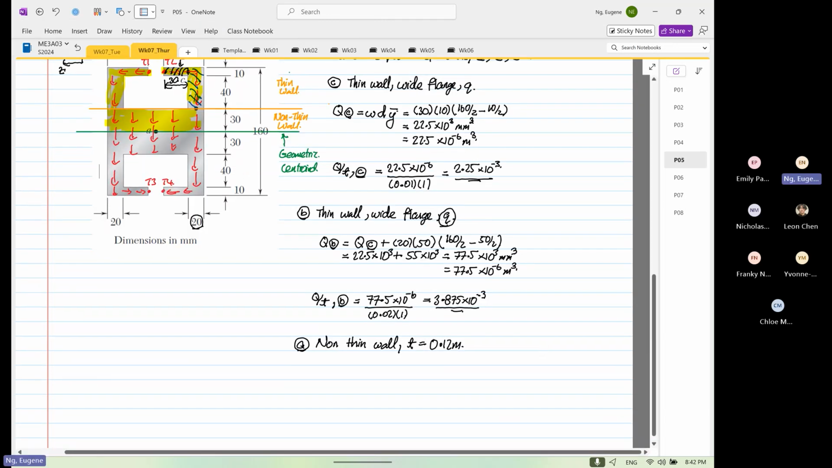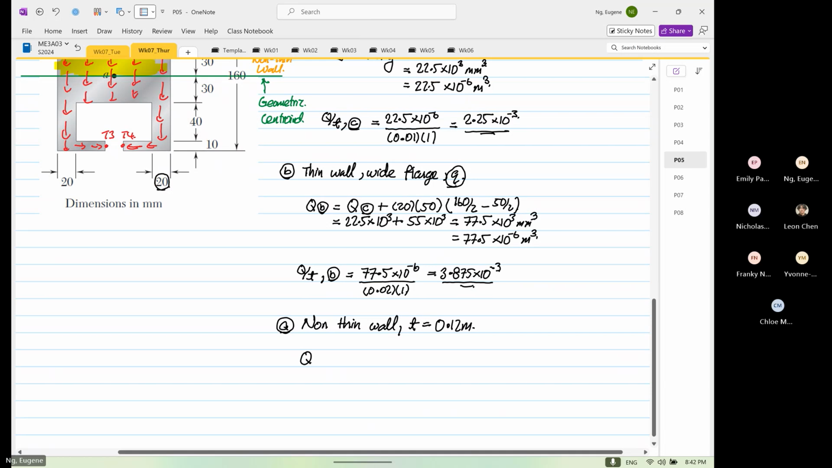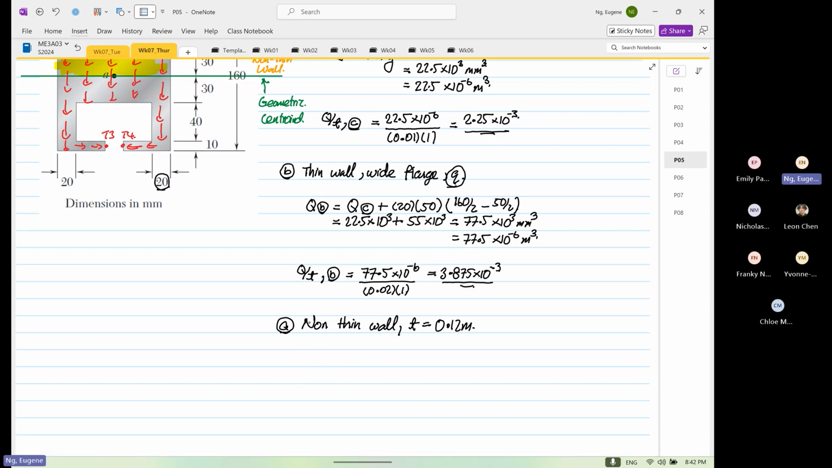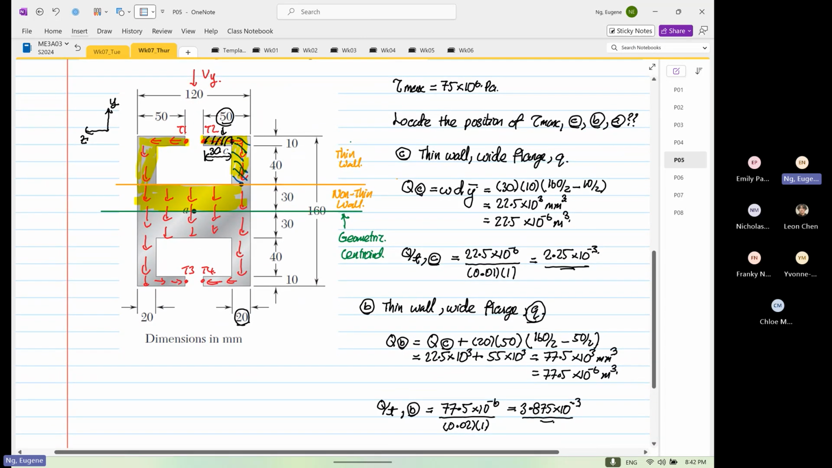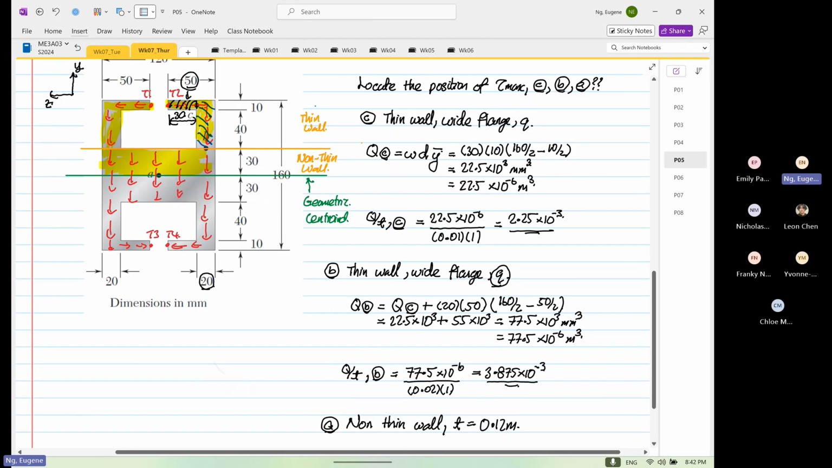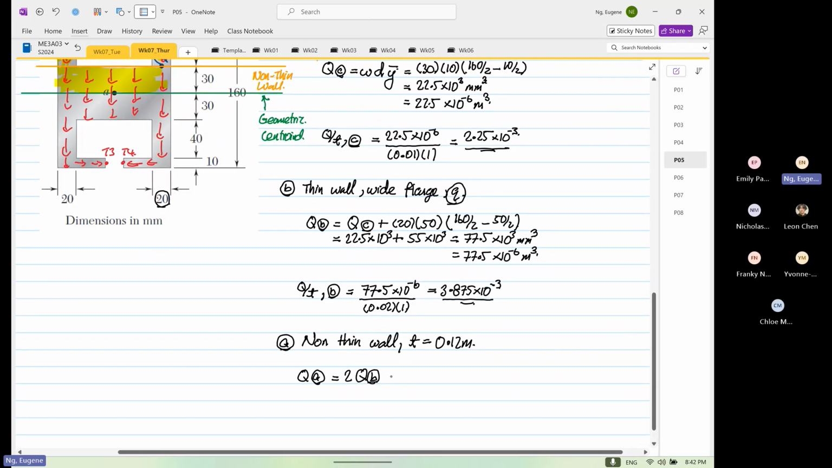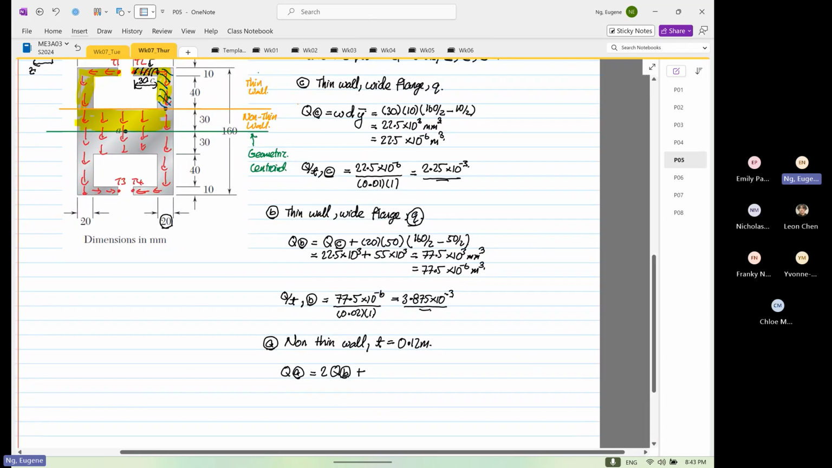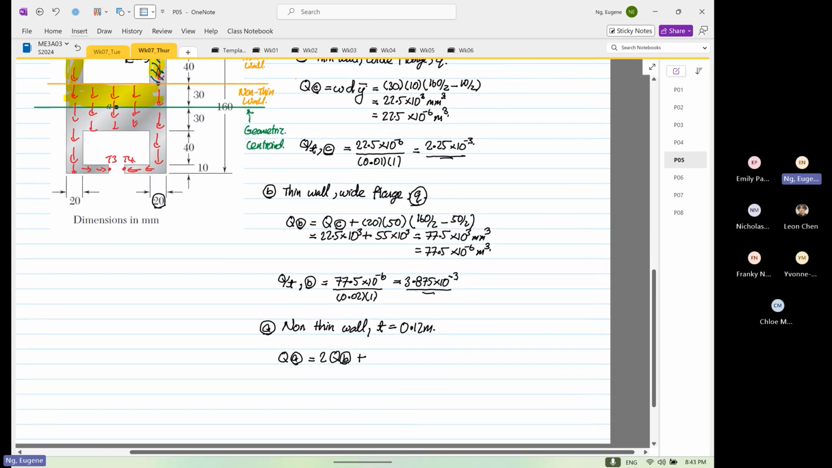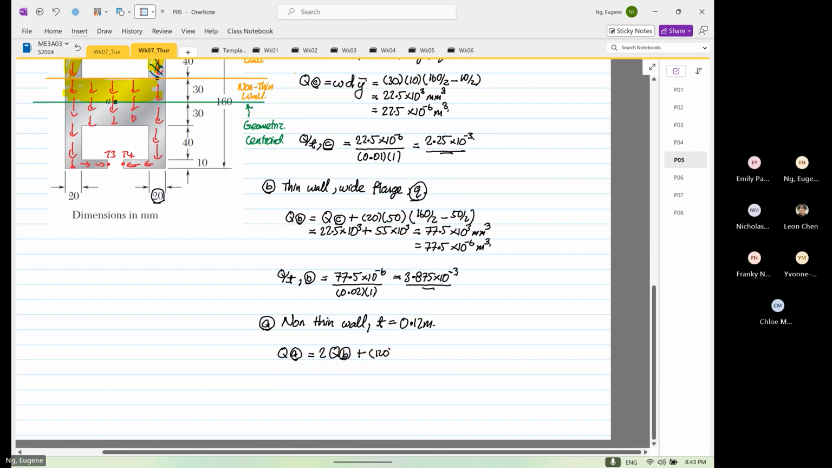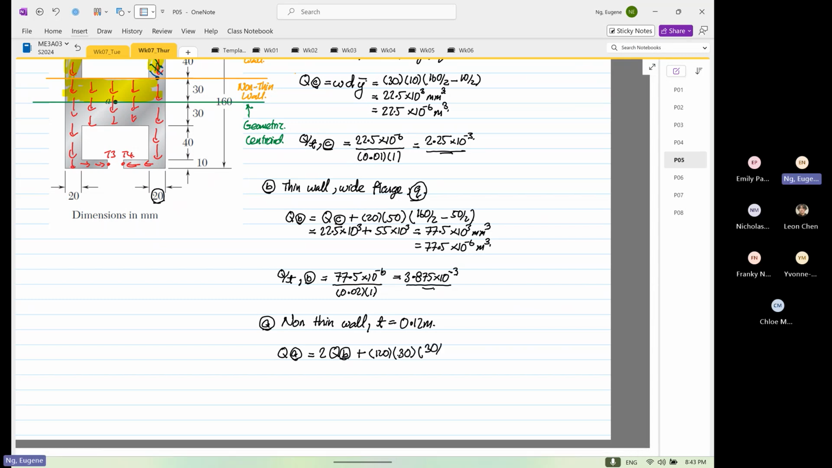So the Q at point C. Oh, sorry, point A. Come on, Eugene. So the Q at point A will be twice the Q of point B, right? Because if you look at point B, you have the left section and the right section. Then plus the width. So the width is 120. The depth is 30. The y bar is 30 divided by 2.